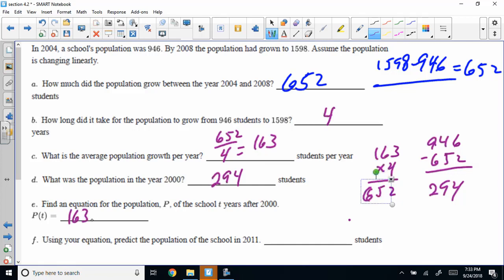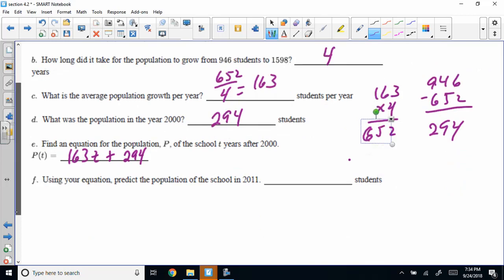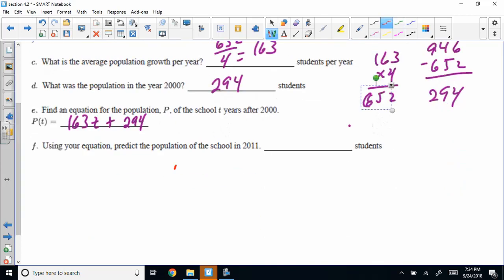163 t, right? Plus what? 294. So using your equation, predict the population of the school in 2011. Well, you can't just put 2011 in there. What do you put in this equation, guys? That's exactly right. It'd be 163 times 11 plus 294. And let's pop it in a calculator. 2,087 students.